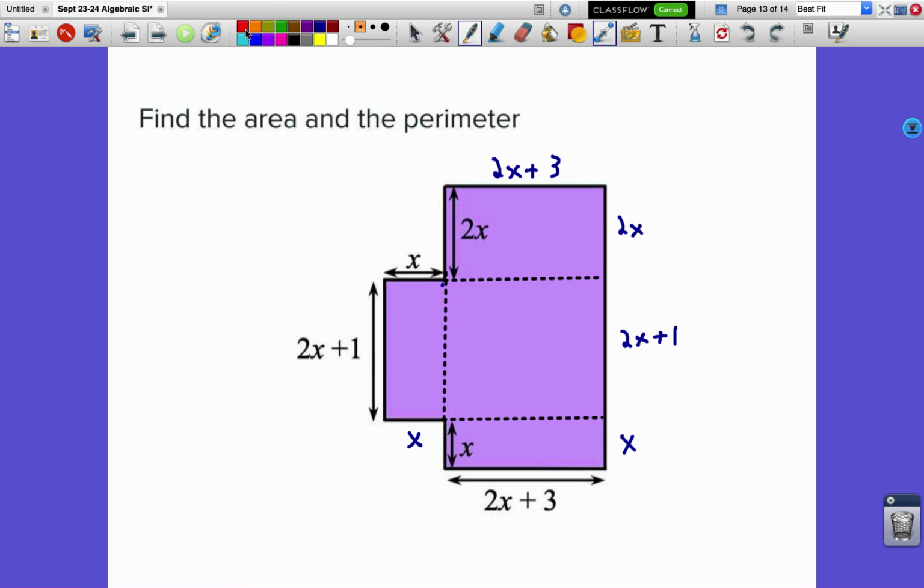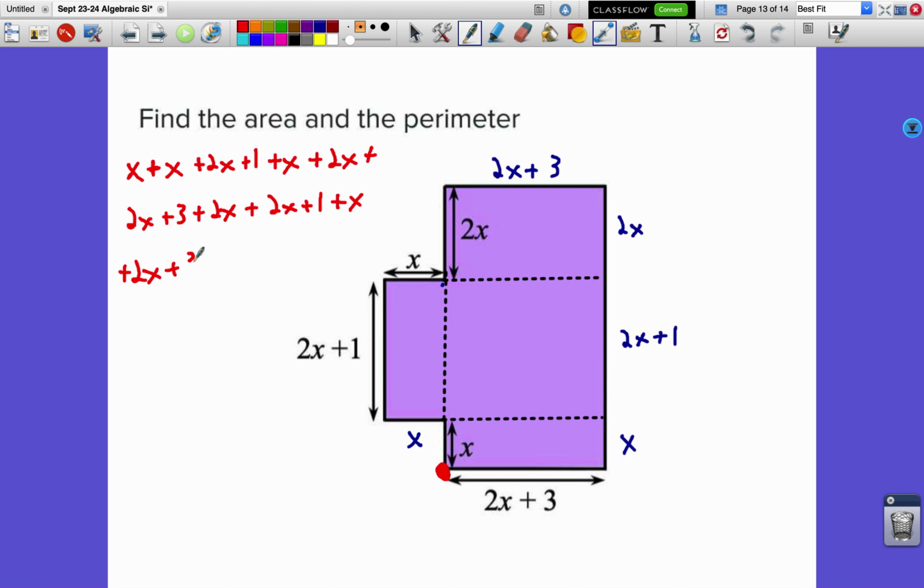Okay, and now pick a point to start. I always pick bottom left corner and then add up all the way around. We have x plus x. So I've done that side, plus 2x plus 1 plus x plus 2x plus, I'm up to here, 2x plus 3 plus 2x plus 2x plus 1, and down to here, plus x plus 2x plus 3.